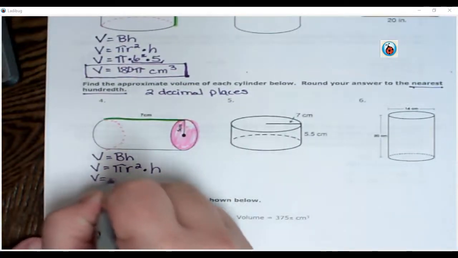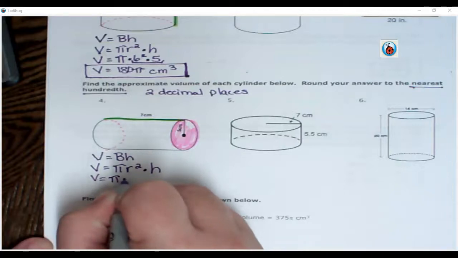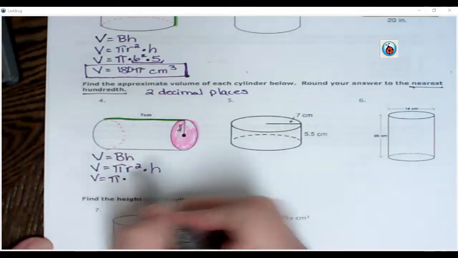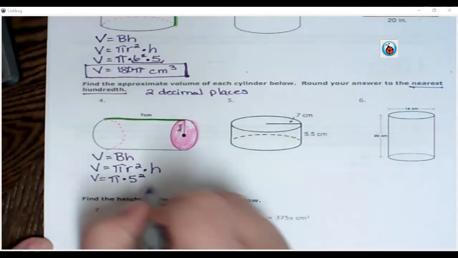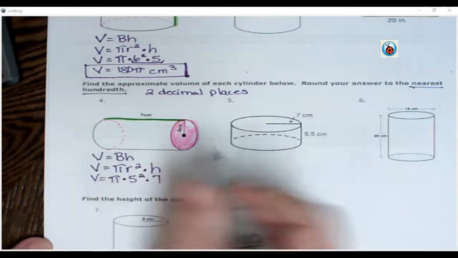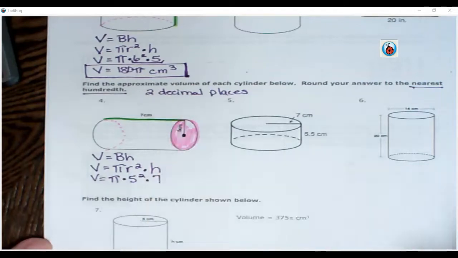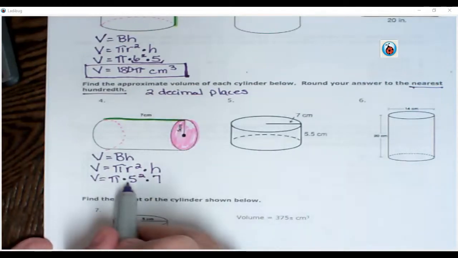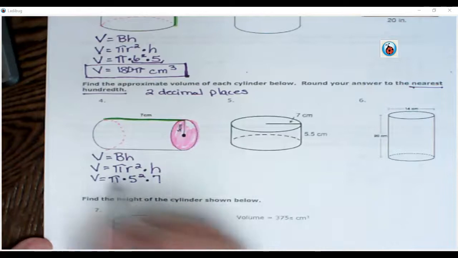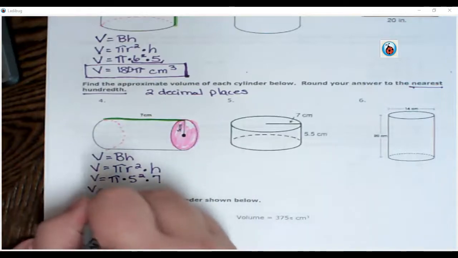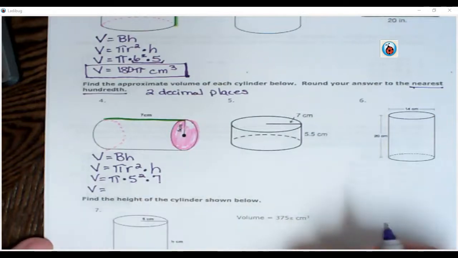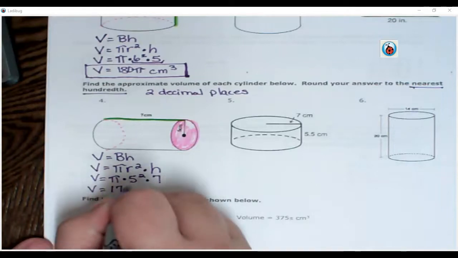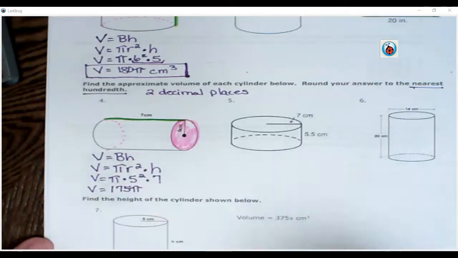Volume equals pi times my radius squared. So my radius is 5, so 5 squared times my height, which we said earlier was 7. Again, we're going to solve the numbers first. We're going to save pi for the end. So volume equals 5 squared is 25. 25 times 7 is 175 times pi.